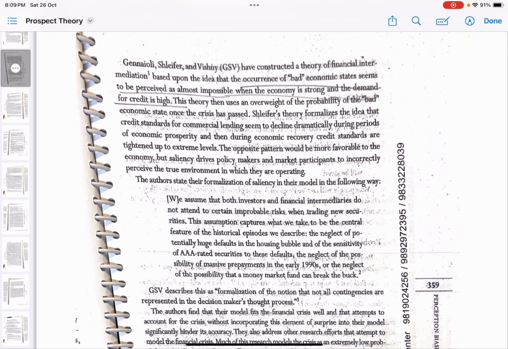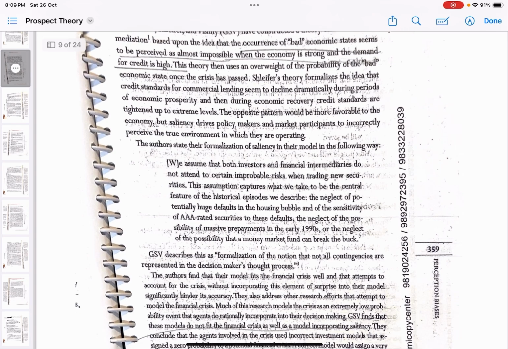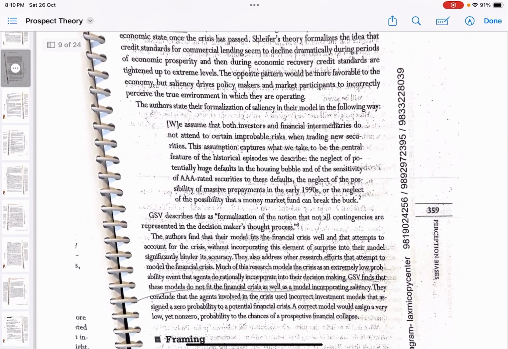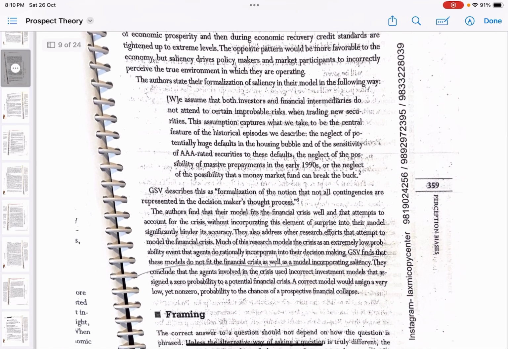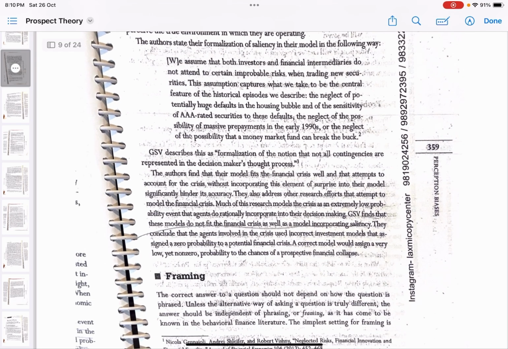Schaeffer's theory formalizes the idea that credit standards for commercial lending seem to decline dramatically during periods of economic prosperity, and then in economic recovery credit standards are tightened up to extreme levels. The opposite pattern would be more favorable to the economy, but saliency drives policymakers and market participants to incorrectly perceive the true environment in which they are operating. So let's see what the authors state when it comes to saliency.